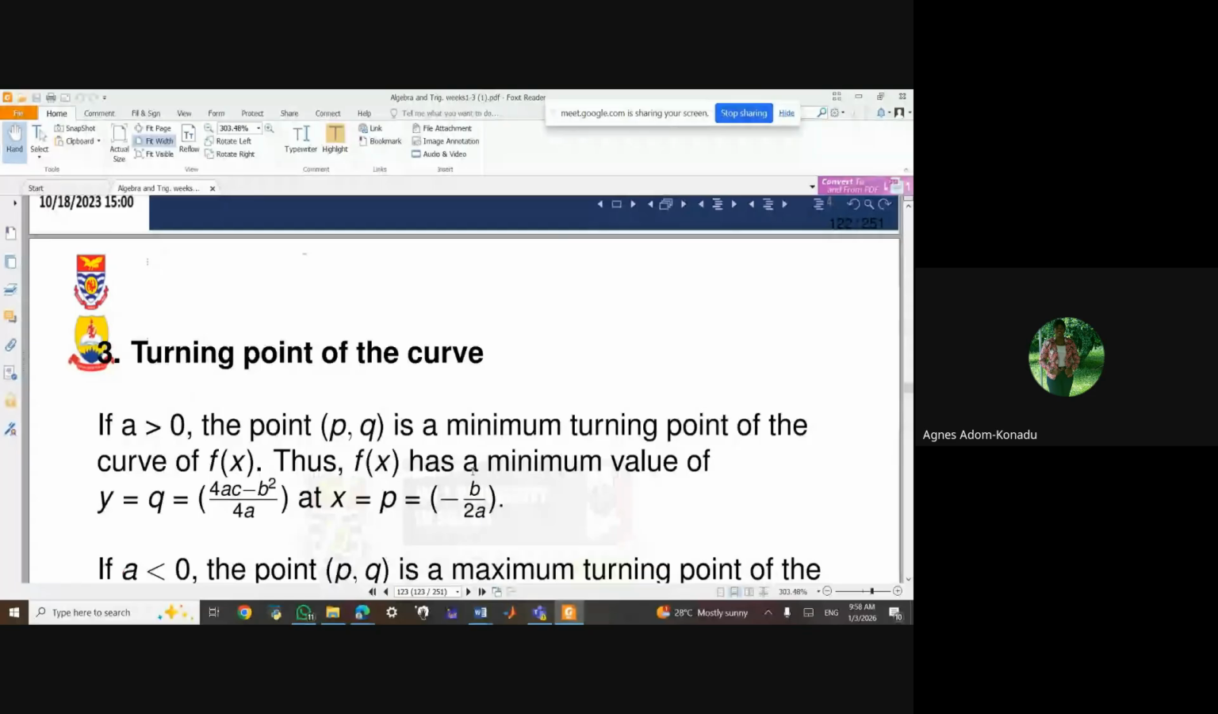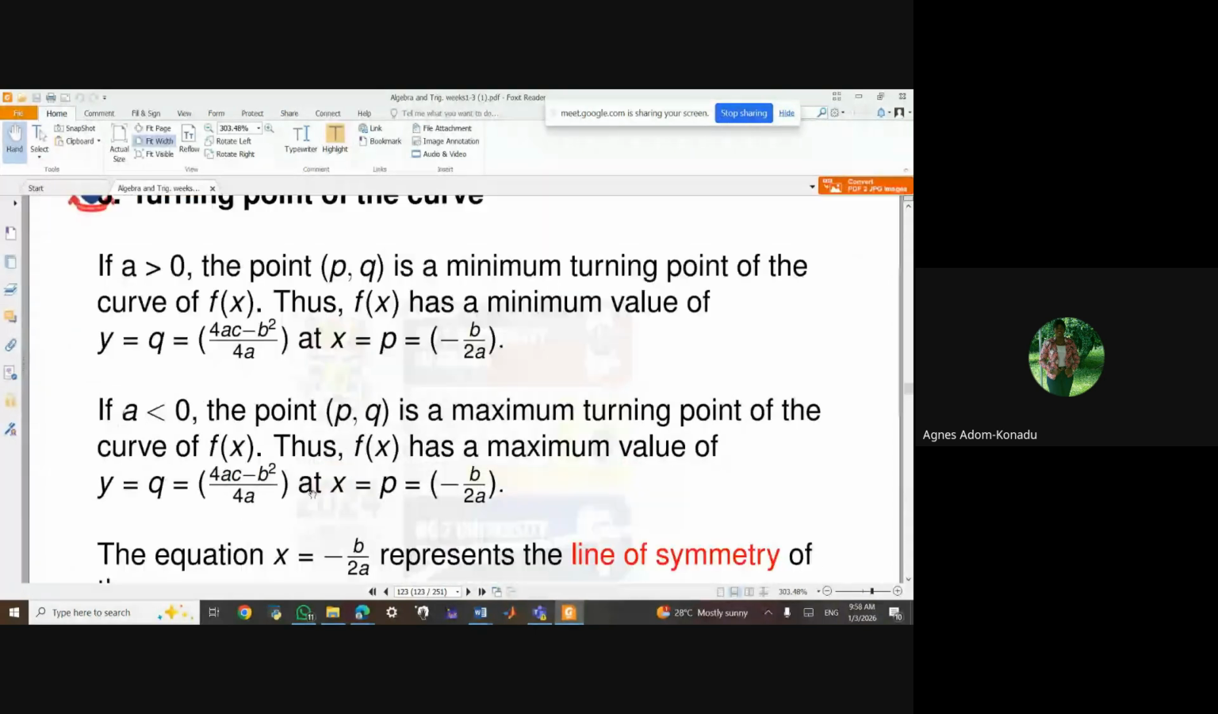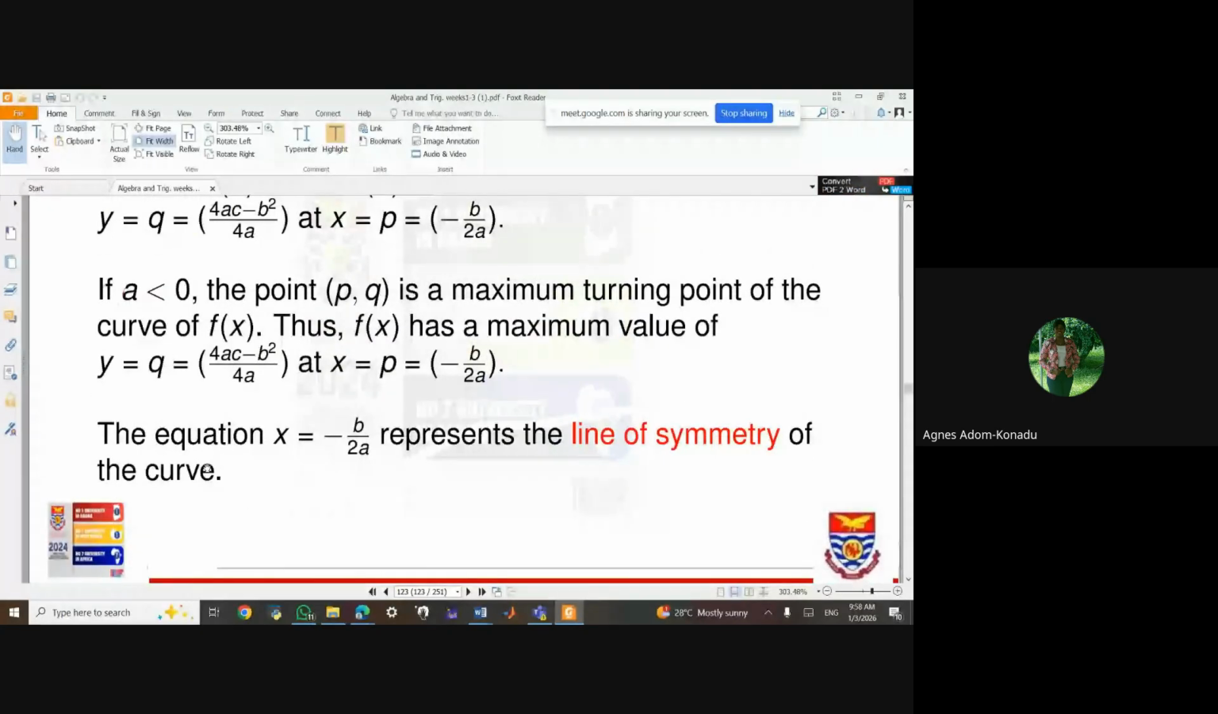Thus f of s has a minimum value of q, which is 4ac minus b squared over 4a, at the point s equal to p, or f of minus b over 2a. Now, if a is less than 0, we know that we have a maximum turning point, and the value is 4ac minus b squared over 4a, and it occurs at s is equal to minus b over 2a. We say the expression s is equal to minus b over 2a represents the line of symmetry of the curve.